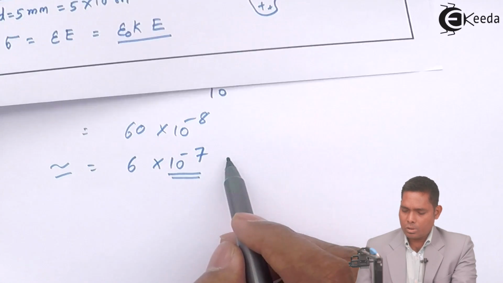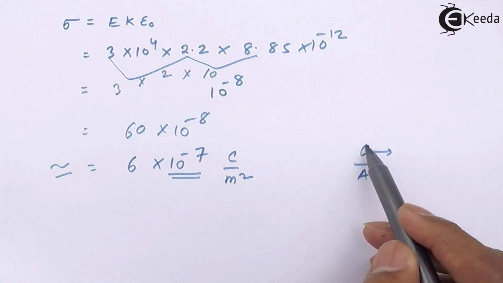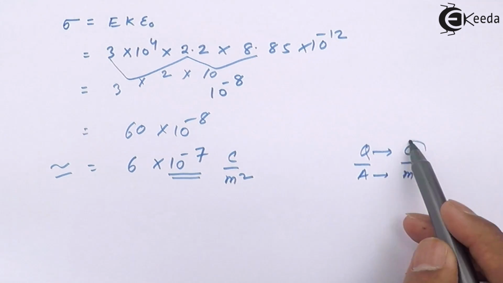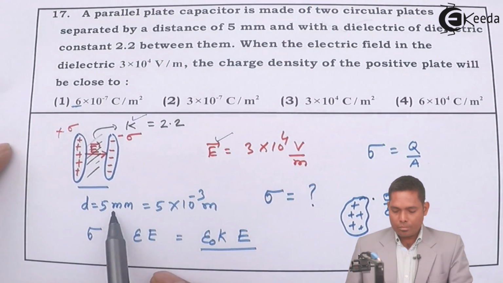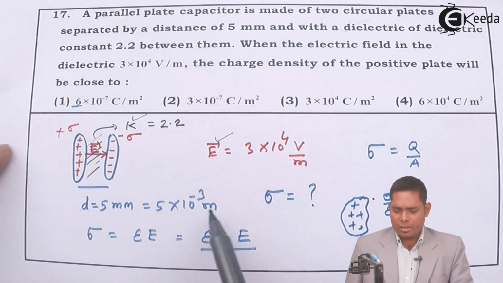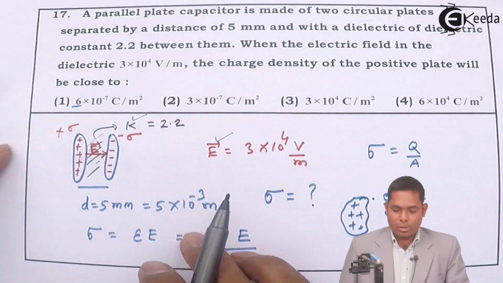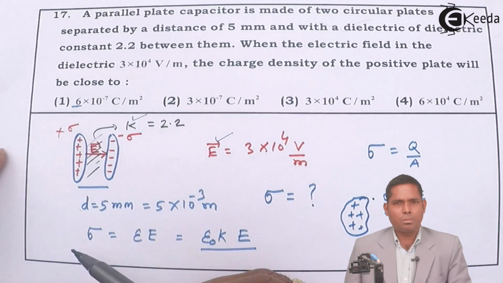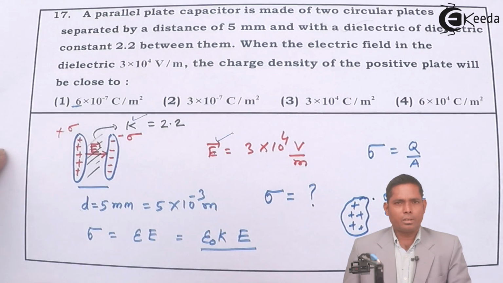Therefore the unit is coulomb per meter square, because this is the charge density. Charge density is Q by A. Q stands for the charge, which is in coulomb, and the area of each plate is in meter square. So the answer is in coulomb per meter square. The distance between the two plates is immaterial in this calculation. If you are asked to find the potential difference between the plates, you multiply E with this distance to get the answer.